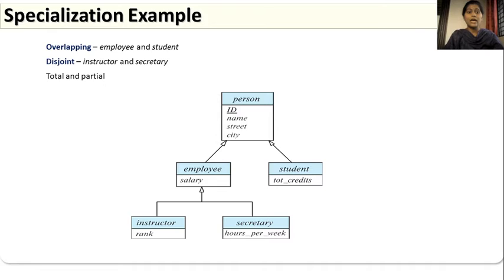Here is an example we are having, that is employee and student, and disjoint, in the sense instructor and secretary. Whereas in overlapping, see here employee and student, a person can be mentioned with both these things. Where if you have the disjoint property, in the sense instructor and secretary, they are separate. There is nothing common, whereas in employee and student there is a common thing.